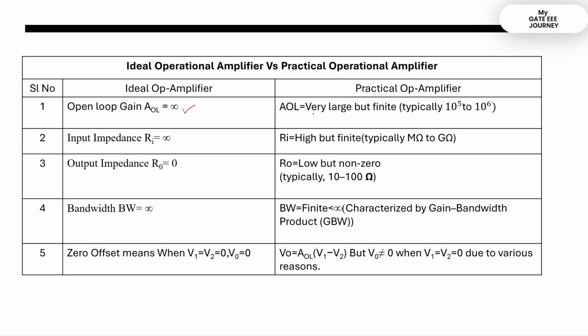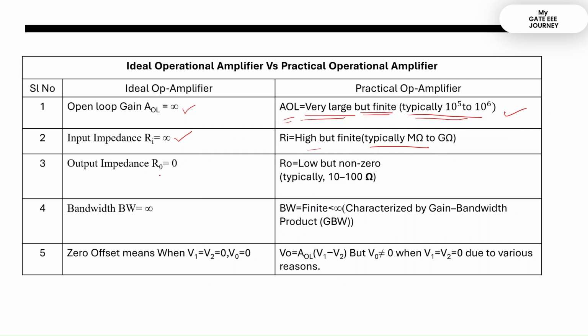In practical operational amplifier, open loop gain is very large, but it is finite. It is measurable with the available measuring devices. In ideal operational amplifier, it is infinite, which you cannot measure. Input impedance of the ideal operational amplifier is equal to infinity, whereas in practical operational amplifier, it is high, but you can measure.